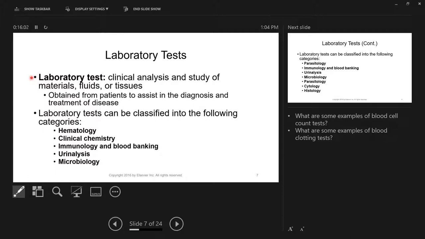Blood banking is done for that reason. At least right now, it's being done for the reason of coronavirus, as well as a lot of other things, but that's the reason for blood banking and immunology.